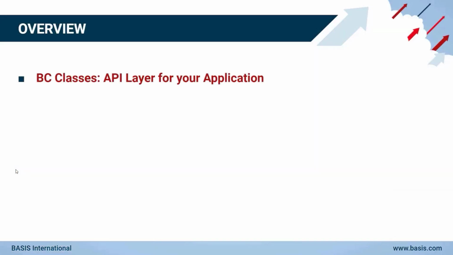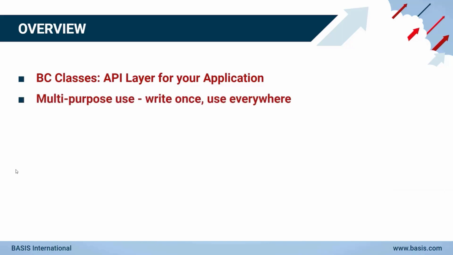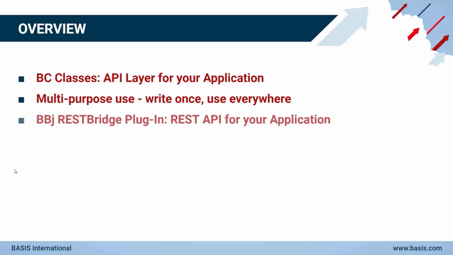In this section, we will learn about BC classes. They can be used to provide an API layer for your application. They are multi-purpose, so you write them once and you can use them in many places. From these many places, we will have an extra focus on the BBJ RestBridge plugin that allows you to provide a RESTful API for your application.